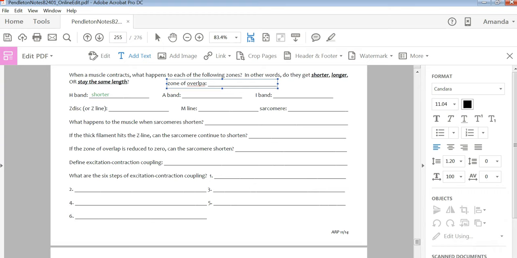If all of a sudden we reduce our zone of overlap to 0, now there's no overlap. This myosin head cannot grab actin. It physically can't reach it. And so if this sarcomere gets too stretched, then no contraction can occur because the myosin head can't reach actin. You must have at least a little bit of overlap so this head can reach actin and start to pull it back.